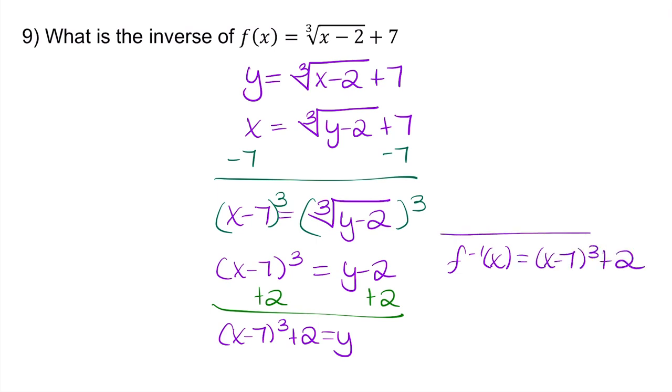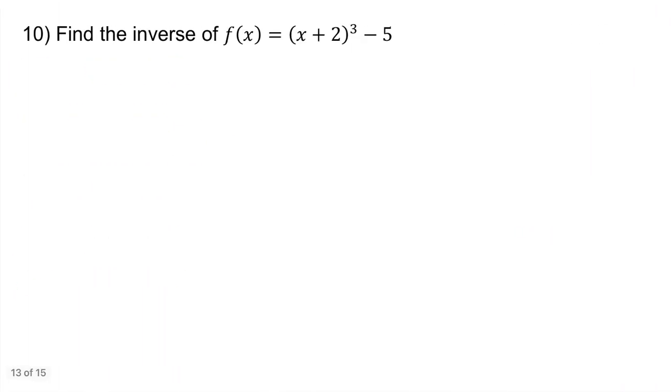Okay, and that's the inverse function. All right, here it wants us to find the inverse of a cubic function. So I'm going to go ahead and start off by replacing f of x with y. So we have y equals (x + 2)^3 - 5.